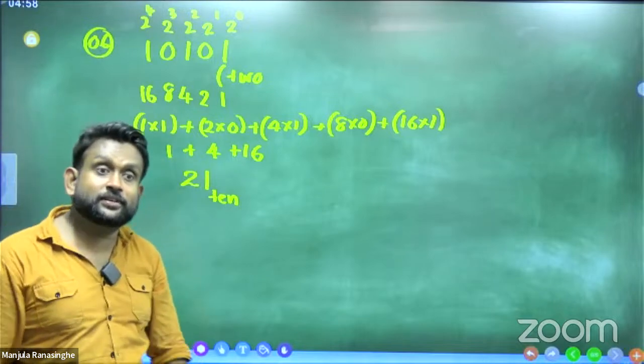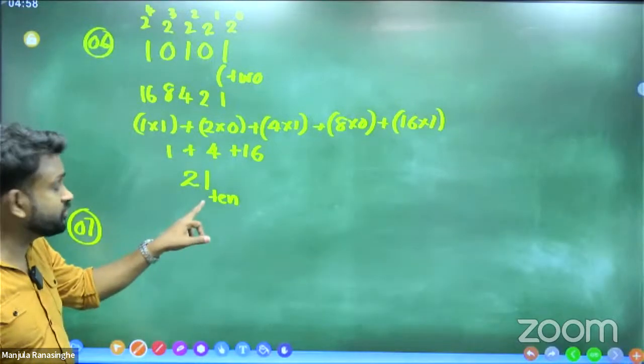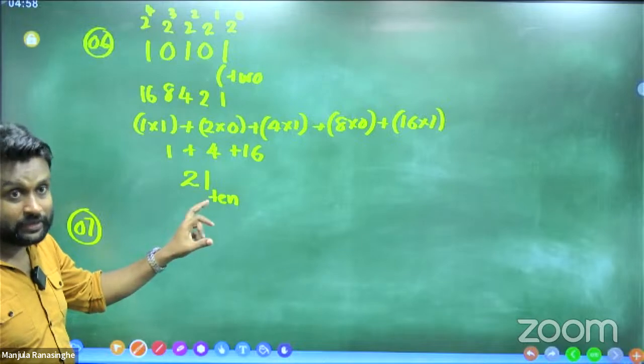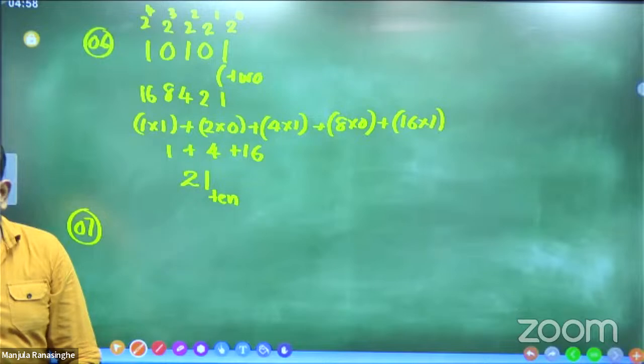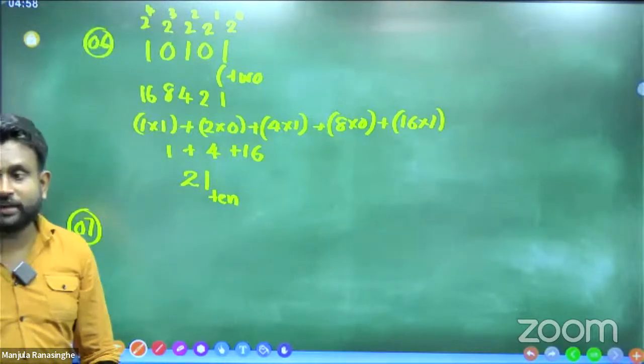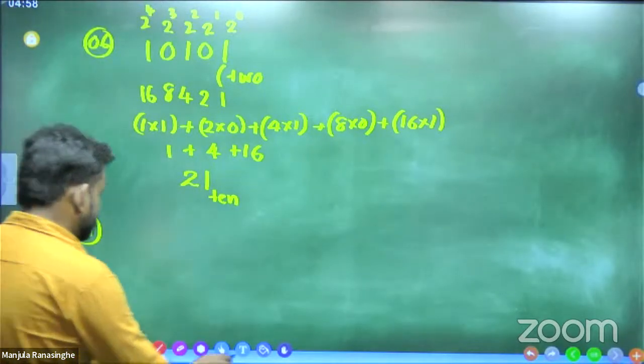When you write the answer in binary numbers, especially mention the base, either base 10 or base 2. Okay, now question number 7. Find the value of x according to the data given in the figure.